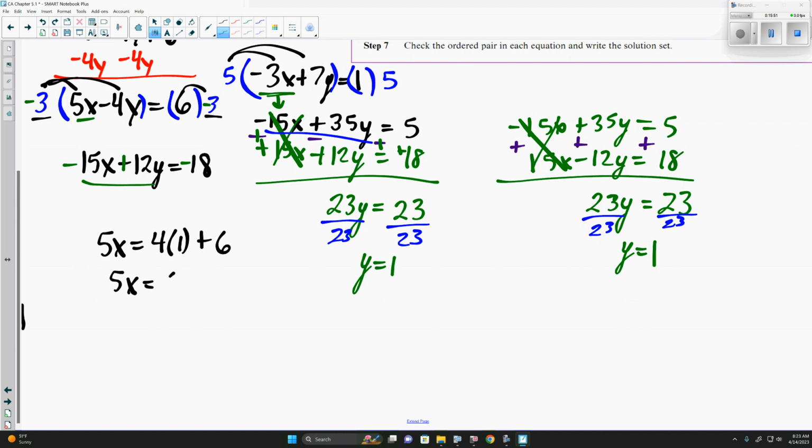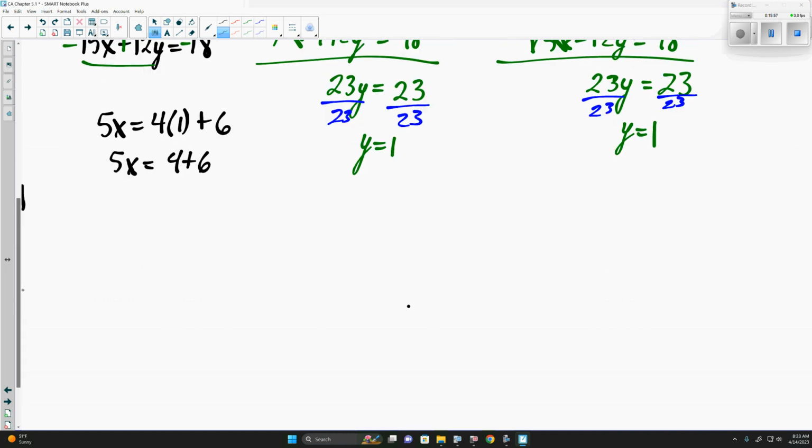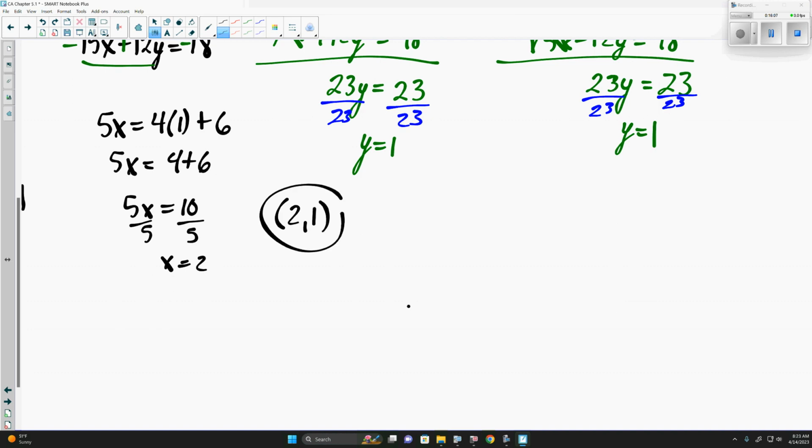Well, 4 times 1 is 4. A little more room. 4 plus 6 is 10. Divide both sides by 5, telling us x is 2. So our solution is (2, 1).